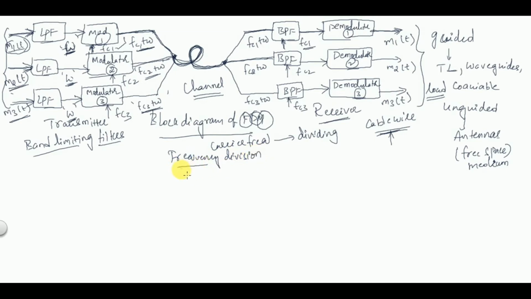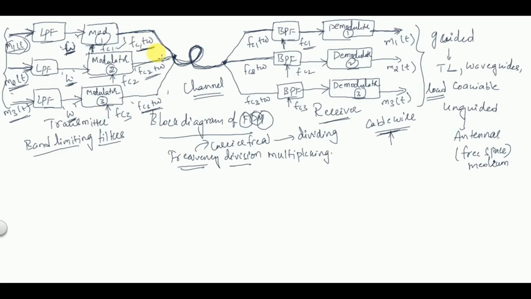So the frequency used to divide here is the carrier frequency again. Okay, so that is why this process is called frequency division multiplexing. Got it? Different carrier frequencies are used, and because different carrier frequencies are used, it becomes different signals.